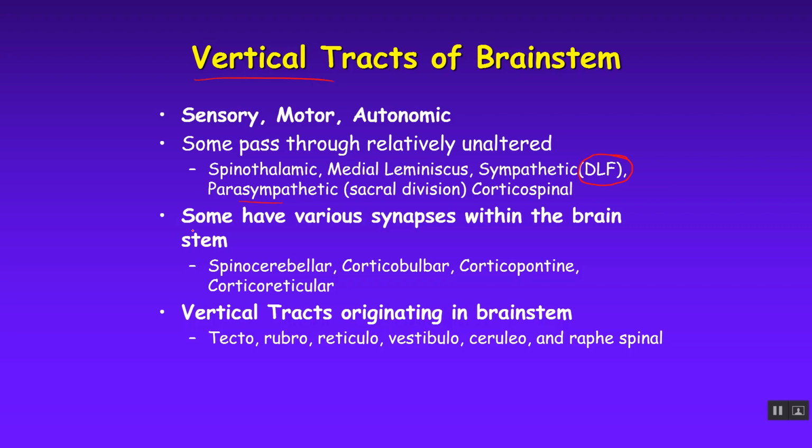Some vertical tracts have a decent amount of synapses or connections within the brainstem itself. They stop there, they make connections there. So these would include the spinocerebellar tracts. Even though they technically don't go to the brainstem, a lot of times the cerebellum is considered essentially a functional part of the brainstem because it's sitting off the back of it. So these spinocerebellar tracts, our unconscious proprioception, go into the brainstem and they stop, but they stop in the cerebellum.